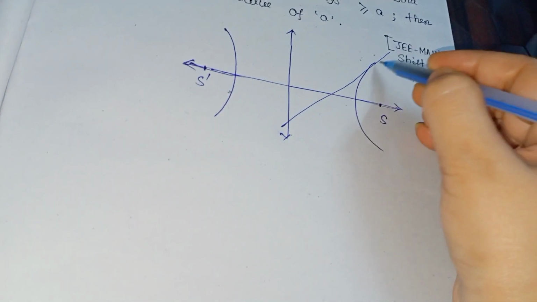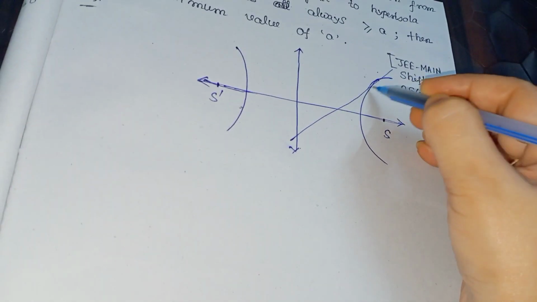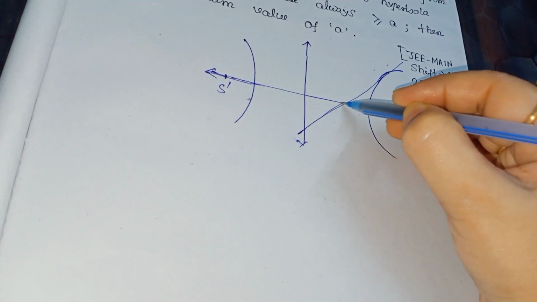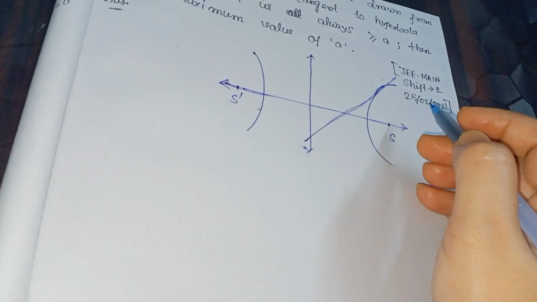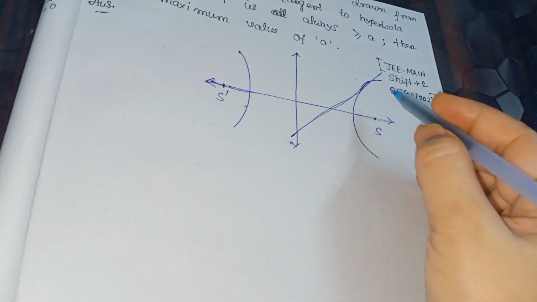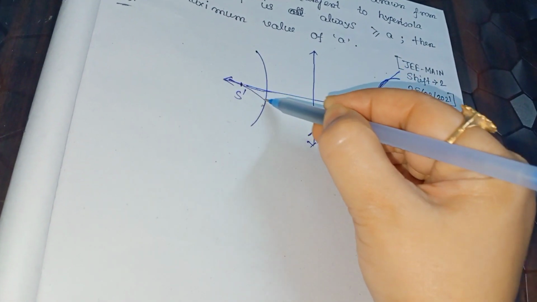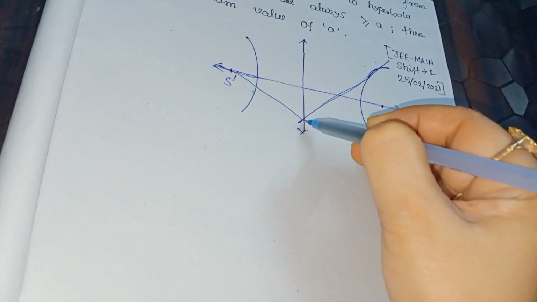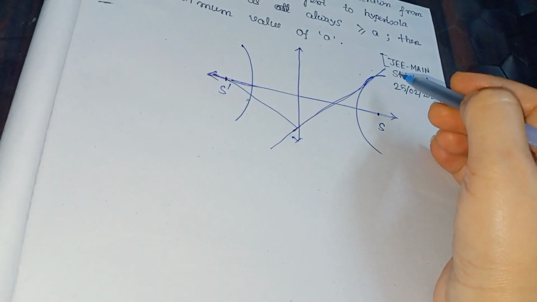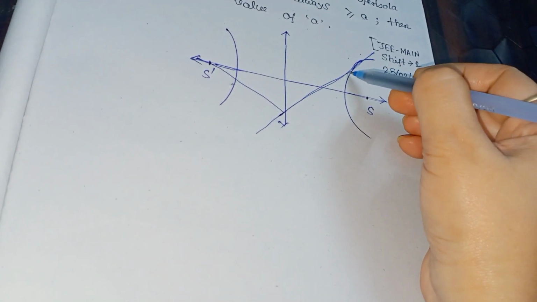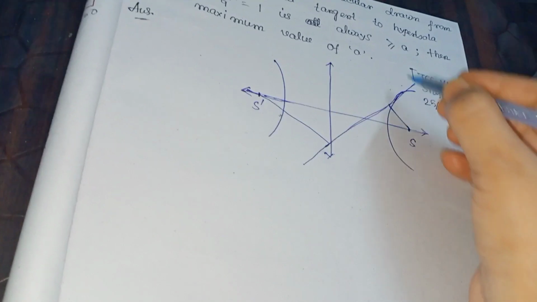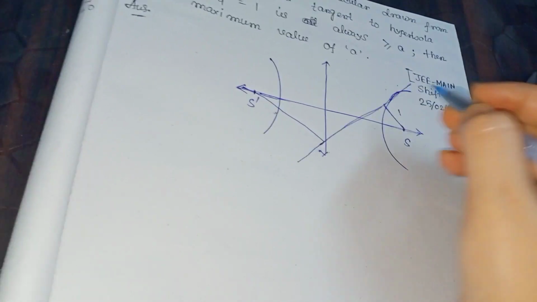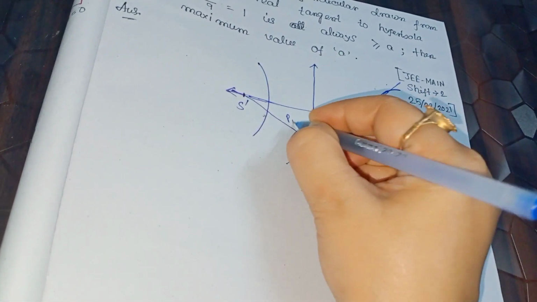The tangent is like that. So this is one tangent, and the perpendicular here is like this, and this one is P1 and this is P2.